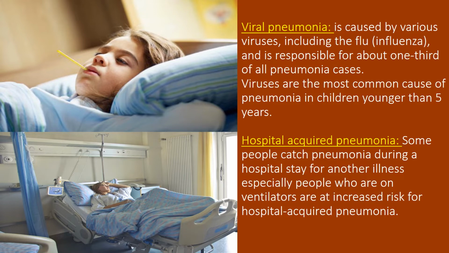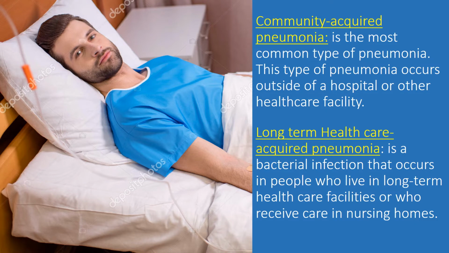Viral pneumonia. This type is caused by various viruses including the flu and is responsible for about one-third of all pneumonia cases. Viruses are the most common cause of pneumonia in children younger than 5 years. Hospital acquired pneumonia. Some people catch pneumonia during a hospital stay for another illness. People who are on ventilators are at increased risk for hospital acquired pneumonia.